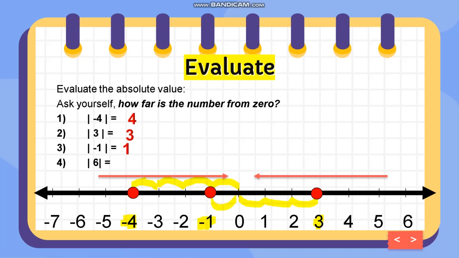And absolute value of positive 6. This is your positive 6. So what is the distance from 0? We have 1, 2, 3, 4, 5, and 6. That's why the absolute value of positive 6 is 6.